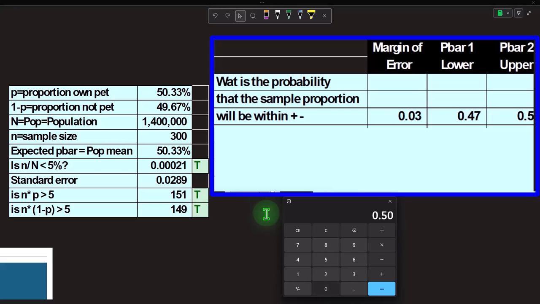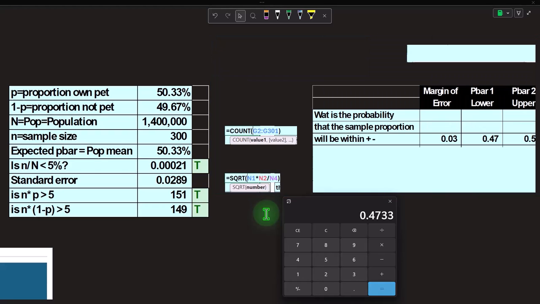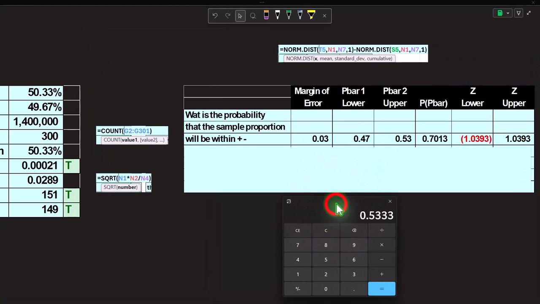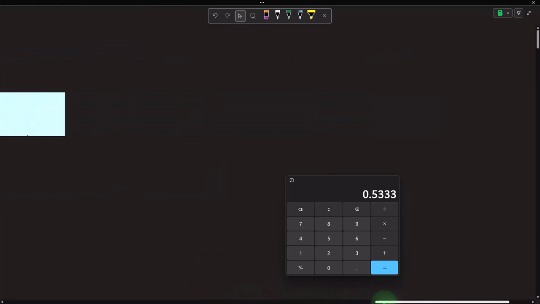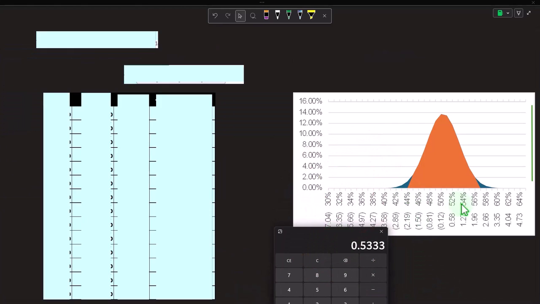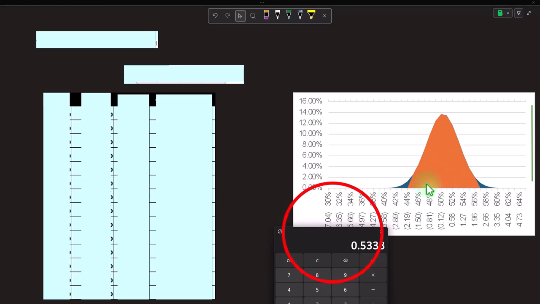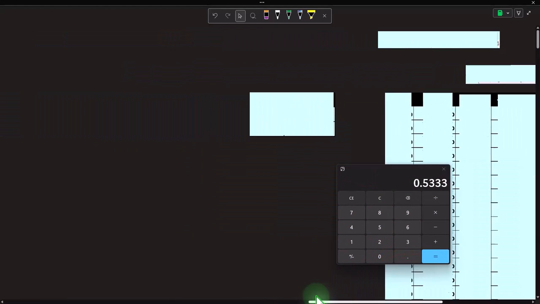So we're going to say 0.5033, and then minus 0.03 gives us the lower point of 0.47. And then we're going to take that middle point again, the 0.5033, and then plus the 0.03 is going to give us the 0.53. So then we have the p bar calculation. So within this range, what's the probability that it's going to land within that range? If we imagine our graph over here, we calculated a range that we have now defined. The middle point is the middle of that range, and we're trying to say how likely is it to fall within that middle part of the graph.